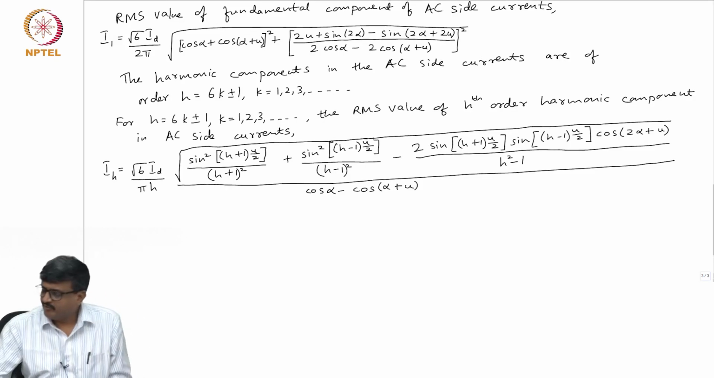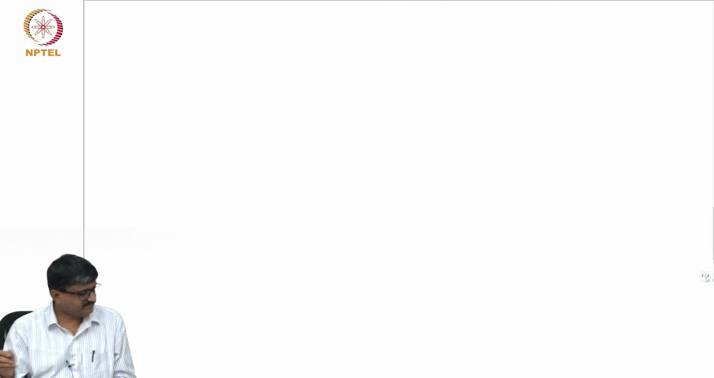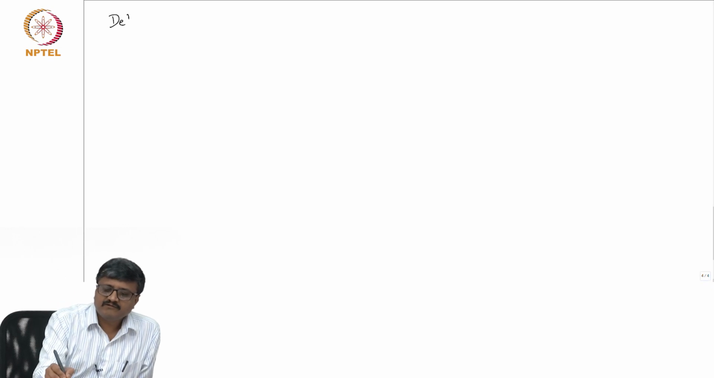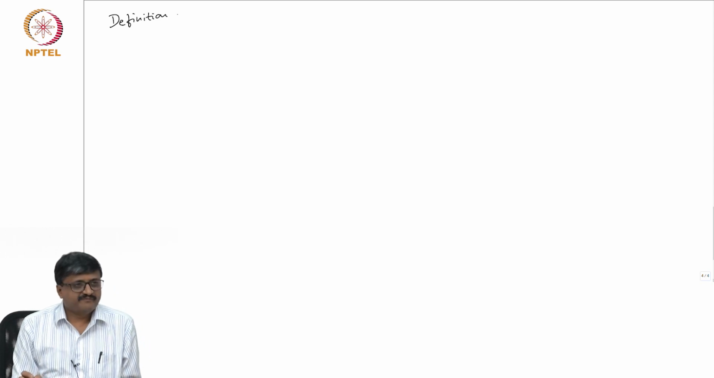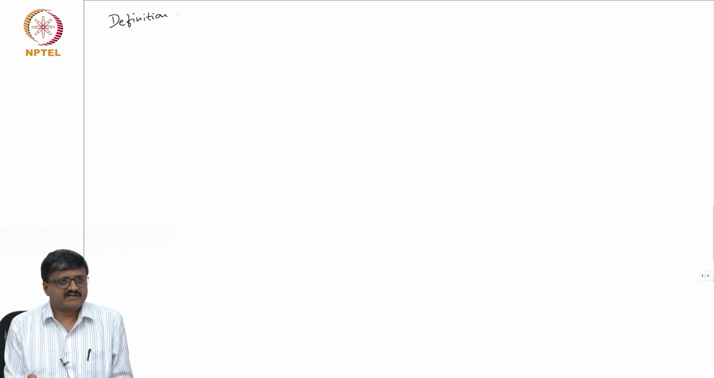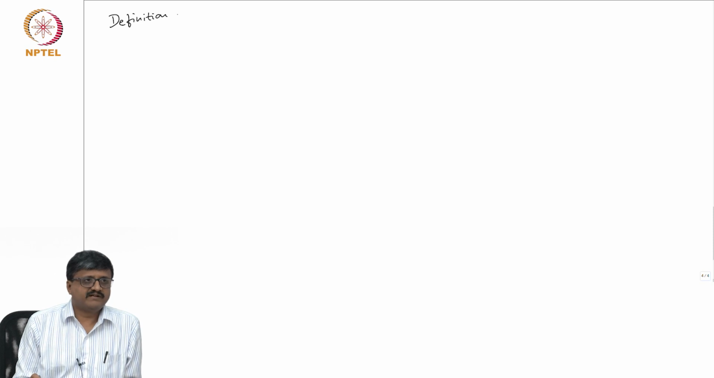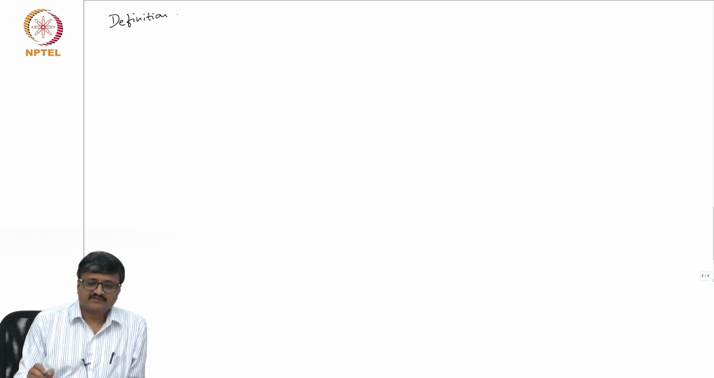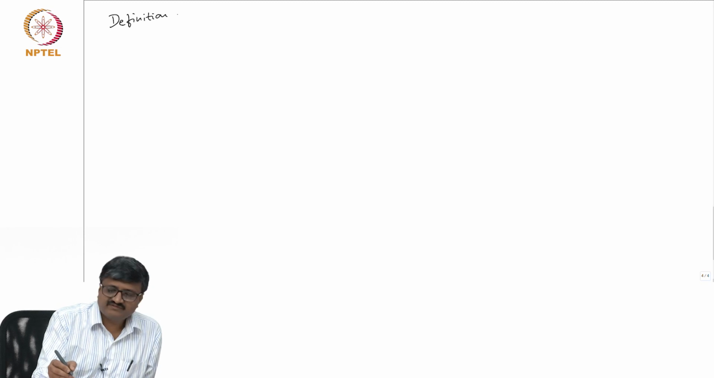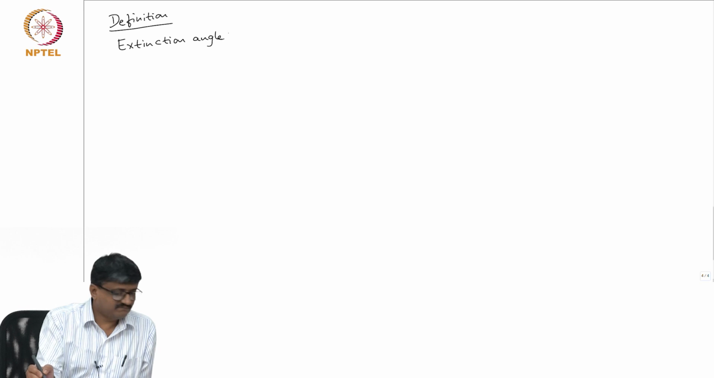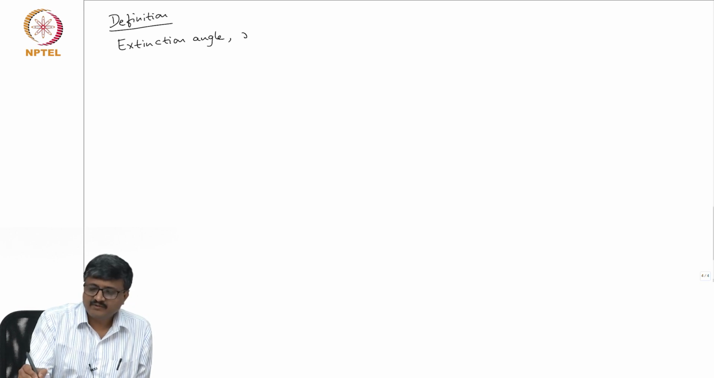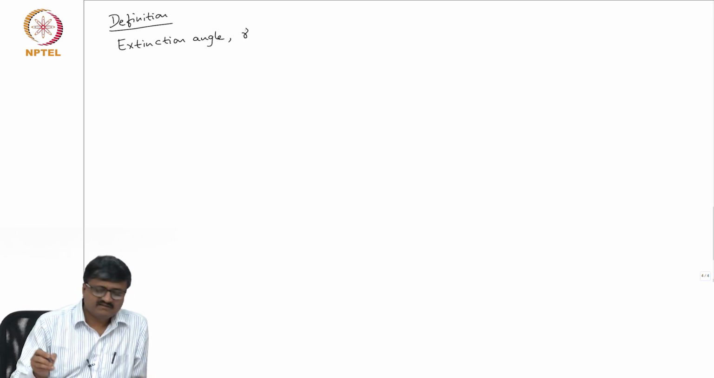I want to just give one more definition, a new definition, which will be useful later. So far we have made some definitions: alpha, beta, u, and then psi naught. There is one more definition, which is the extinction angle.